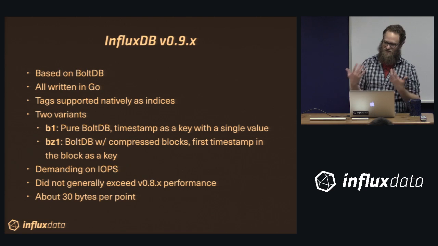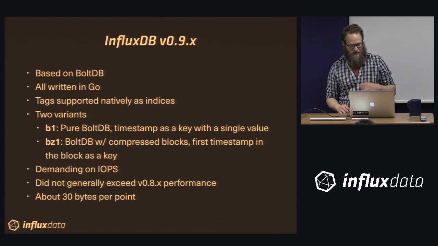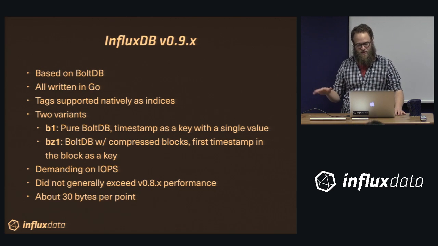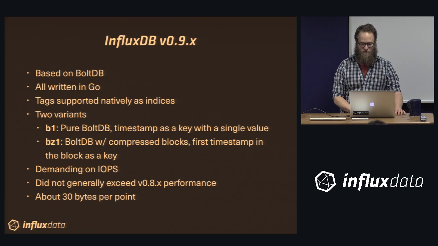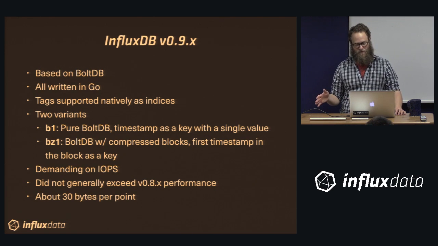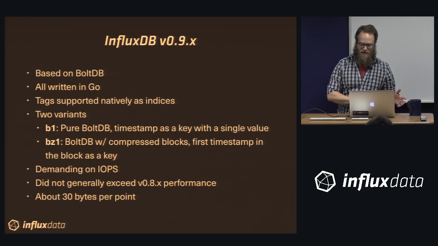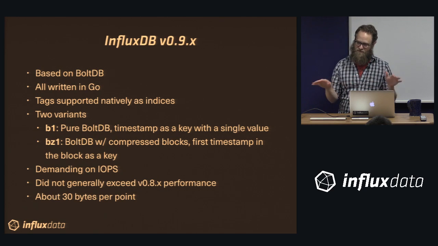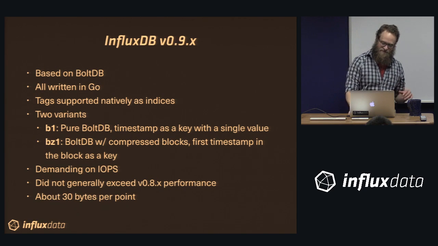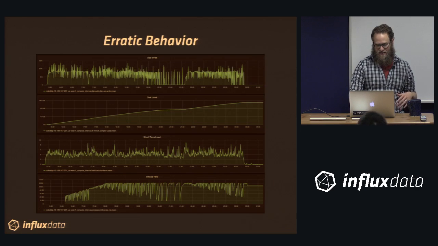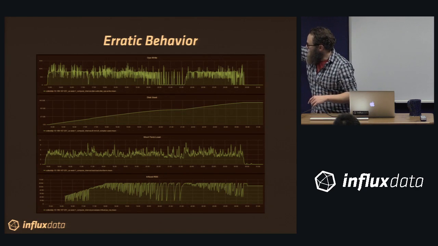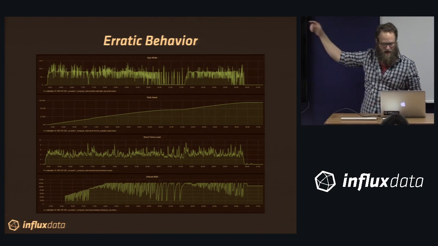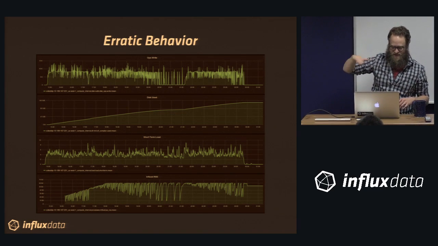As I said earlier, your choice of storage engine determines how your database is going to perform. In general, this wasn't always true, but we didn't really do better than the performance we saw in 0.8. We got about 30 bytes per point on disk, which wasn't bad, in the same neighborhood, but in terms of read and write throughput, it really wasn't a winner. So, actually, let me show you a graph. Up here at the top, this is during a sustained write load.